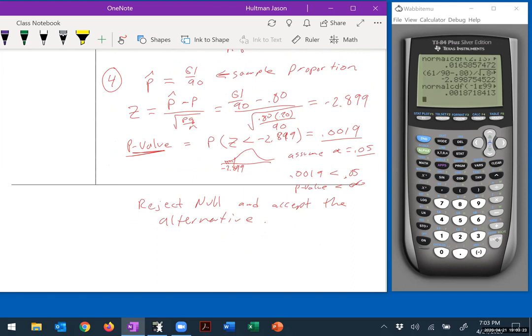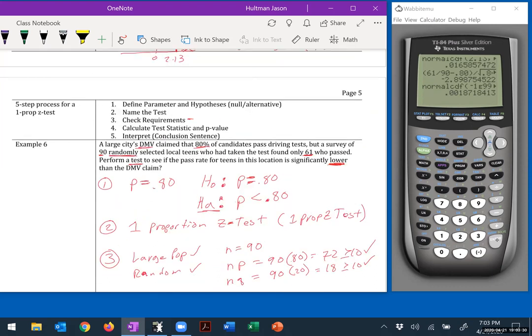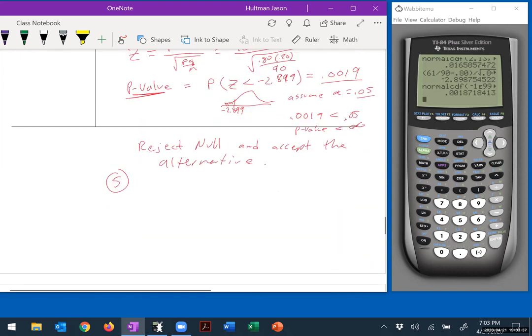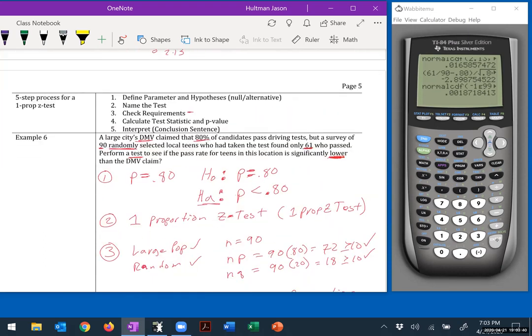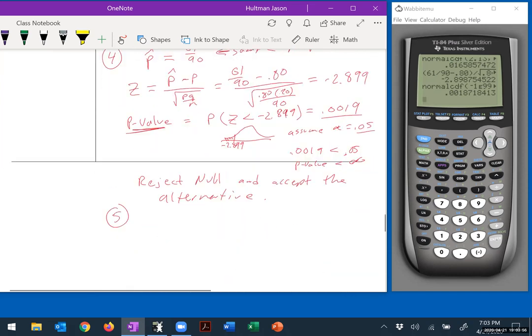Okay, so what does this mean? Let's do number 5 here. Number 5 is to write a conclusion, interpret in terms of the problem. What is our conclusion? Well, we rejected the null and we accepted the alternative. What's the alternative? The alternative is that it's not 80%. It's significantly lower than 80%. That's the pass rate.